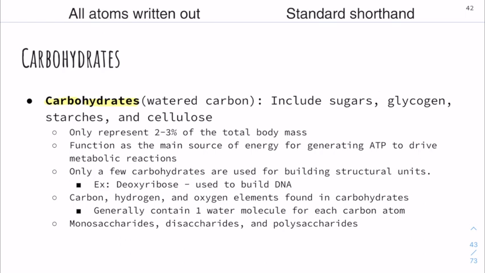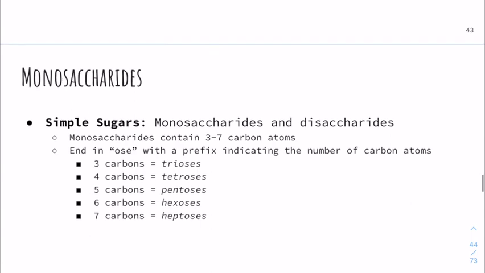So what's a monosaccharide? It's a very simple sugar. But disaccharides are simple sugars too. Monosaccharides have 3 to 7 carbon atoms. They tend to end in -ose with a prefix indicating the number of carbon atoms. 3 carbons, trioses. Tri means 3, and then it ends in -oses. 4 carbons, tetroses. Tetro means 4. It's a simple sugar. Pent means 5, pentoses. Hex means 6, hexoses, and hept means 7, heptoses. They're telling us how many carbons, and it always ends in that -ose.